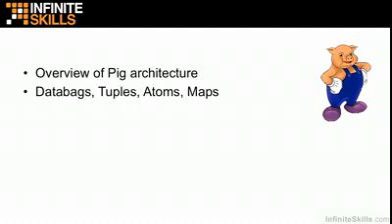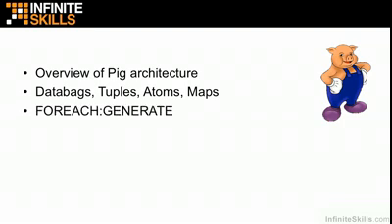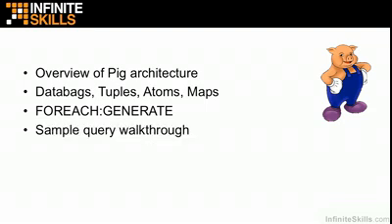In this chapter, we're going to take a very high-level overview of Pig and look at many of the basics around it, such as its architecture, how it uses data structures, and the data structures that it does use: the data bags, tuples, atoms, and maps. We'll look at each of those in detail. We'll look at the foreach generate statement, which is very useful to iterate over embedded values in an individual record. And we'll take a look at a sample query and walk through exactly what's going on.